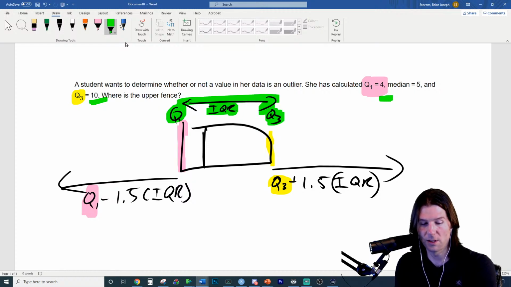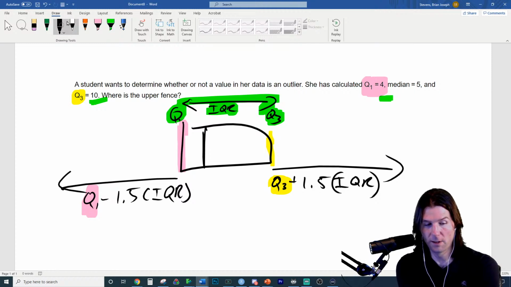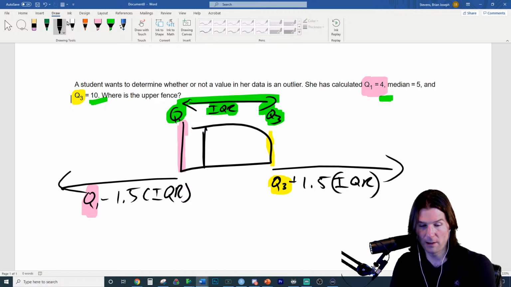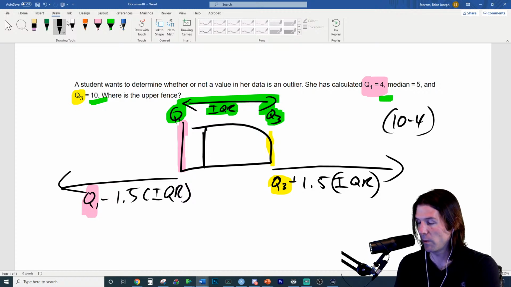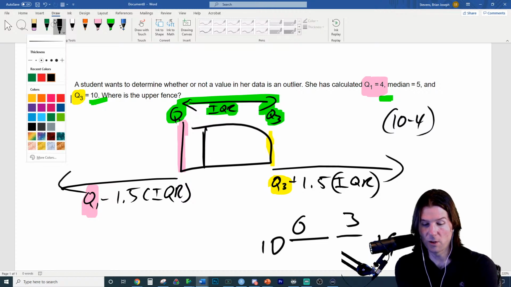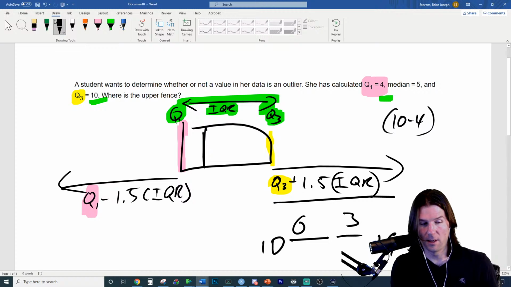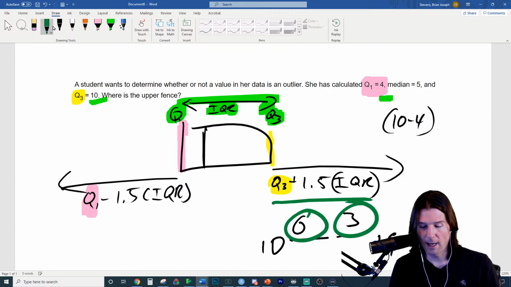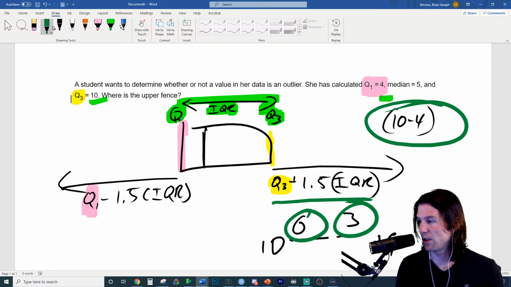So the IQR is just the distance. So all you're doing is saying how far is 4 from 10. So all we're going to do is 10 minus 4. It doesn't matter if you do it reverse. It's just a distance things are away. So now all we do is go up 6, go up 3, and we start at 10. That means when we go up 6 and we go up 3, we get to 19. And you can solve it mathematically using the equation we've written right here. But I just like to think about it that you're just going up 1.5 IQRs, and the IQR is 6.